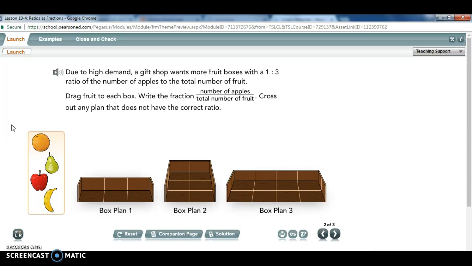So I know that you can't physically drag the fruit into the boxes like it's wanting you. So just make sure that you're writing as a fraction the number of apples to the total number of fruit. And if you need to draw them into the boxes, know that you have the booklets that I've provided in class that you can do that with.